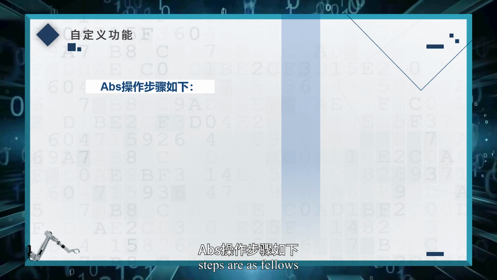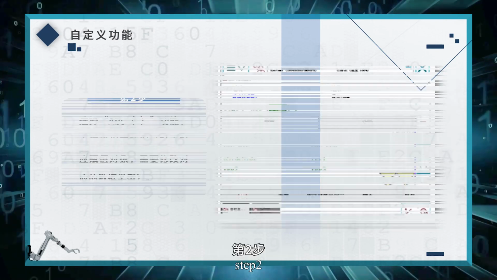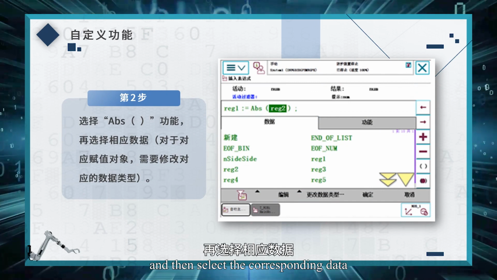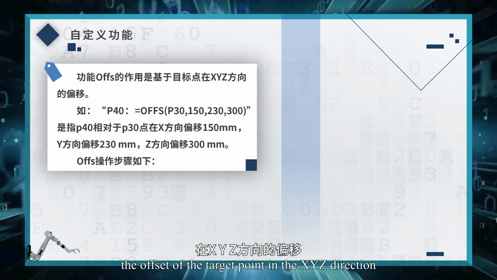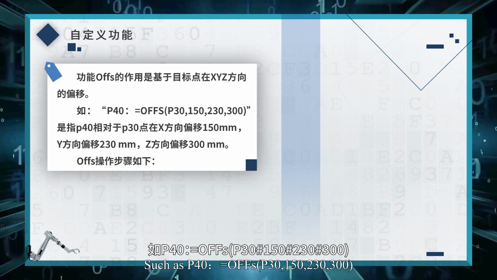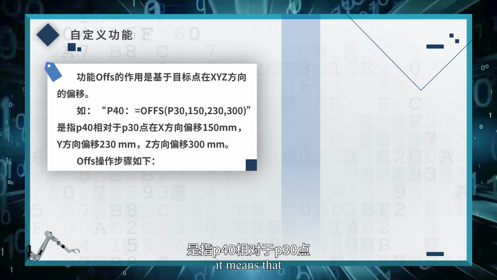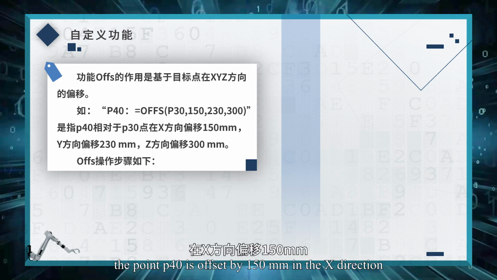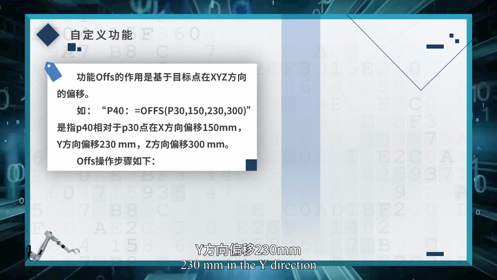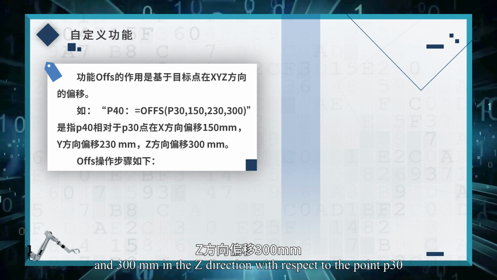Steps are as follows. Step 1. Create a routine and select the equal assignment instruction. Step 2. Select the ABS function and then select the corresponding data. The function of OFS is based on the offset of the target point in the XY direction, such as P40 = Offs(P30, 150, 230, 300). It means that the point P40 is offset by 150 mm in the X direction, 230 mm in the Y direction, and 300 mm in the Z direction with respect to the point P30.